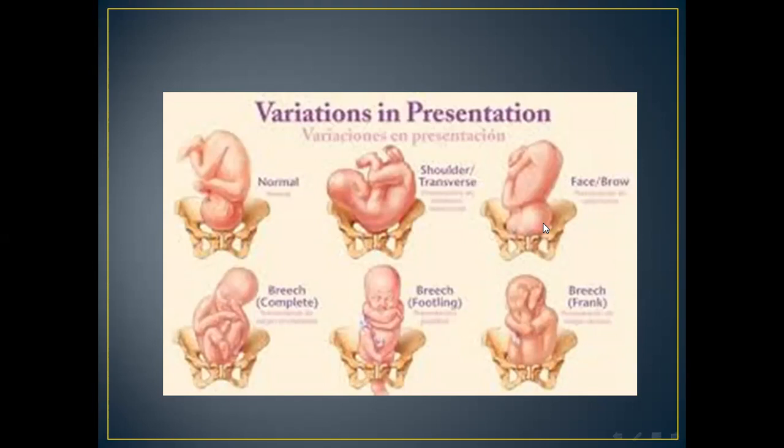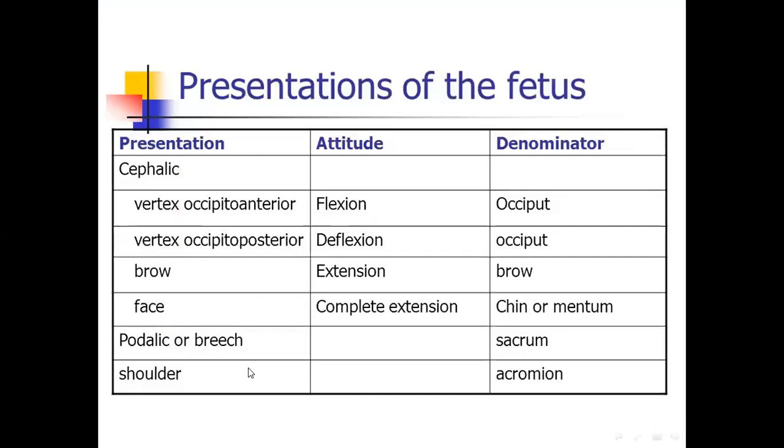Also, with the head extended or hyperextended, the presentation is either brow or face, or the presentation is either the buttock or legs, known as breech presentation. We see cephalic in more than 96% of cases, breech in 3% of cases, and other presentations, transverse or complex presentation. This table demonstrates the relation between presentation, attitude, and denominator.